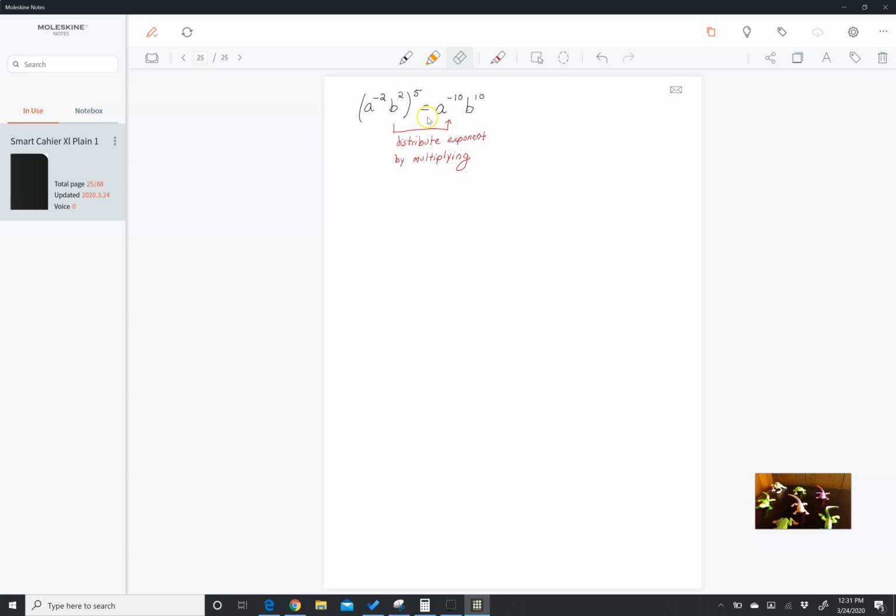So we have 1 of each base, meaning we only see 1a and 1b. So that's not a problem. We don't have to worry about that right now. But what we do have to worry about is the fact that we have an a to the negative 10. So I'm going to do this in 2 steps, but in the future, you're only going to see me do this in 1 step. So a to the negative 10 can be rewritten as 1 over a to the 10th. So this is 1 over a to the 10th times b to the 10th.